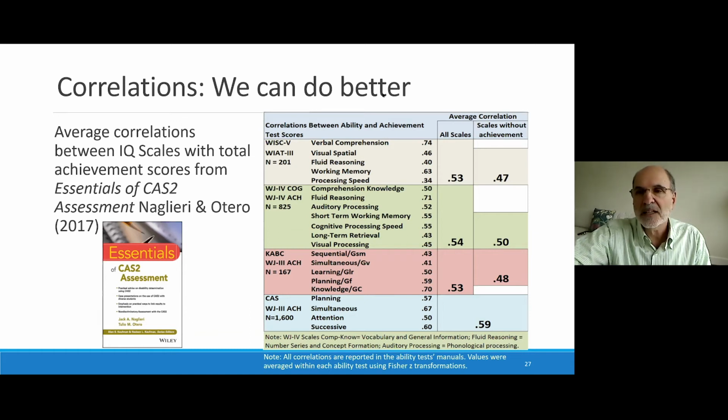And what we're looking at here is the average correlation between, let's look at the WISC-V, the top part here for a second. The WISC-V, this is the average of all the correlations for the separate scales with the WIAT-3, 200 kids. And what I did in the rightmost column is just take the average excluding the most egregious, the verbal comprehension scale. Now I know there's knowledge in some of these other scales, but I'm just giving them the benefit of the doubt. So you can see 0.53 goes to 0.47.